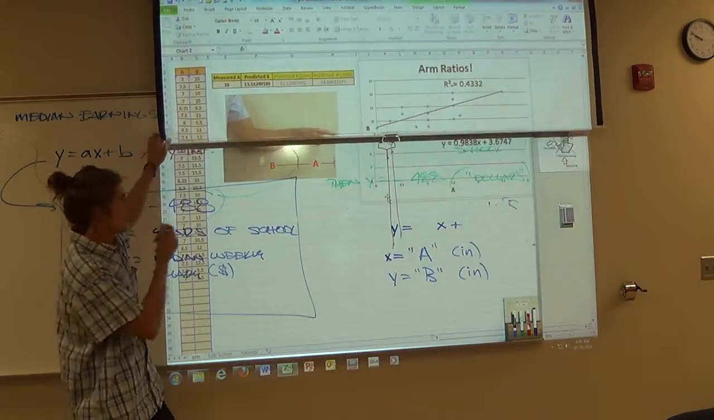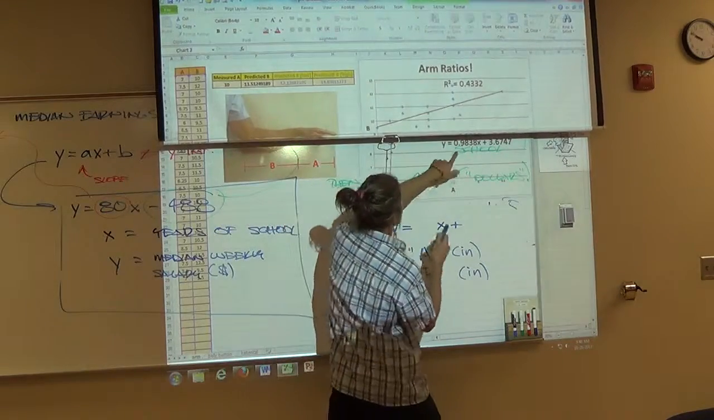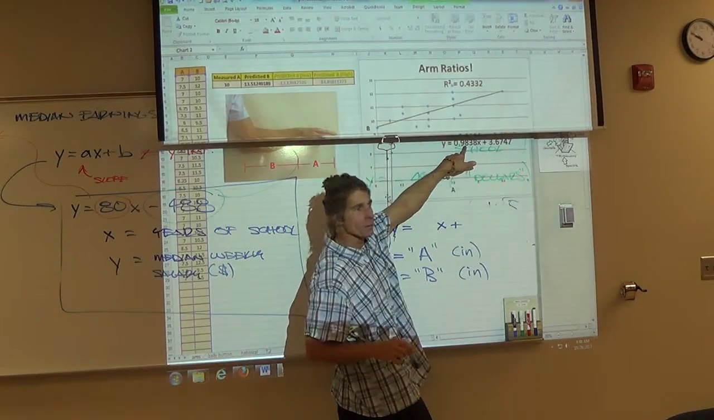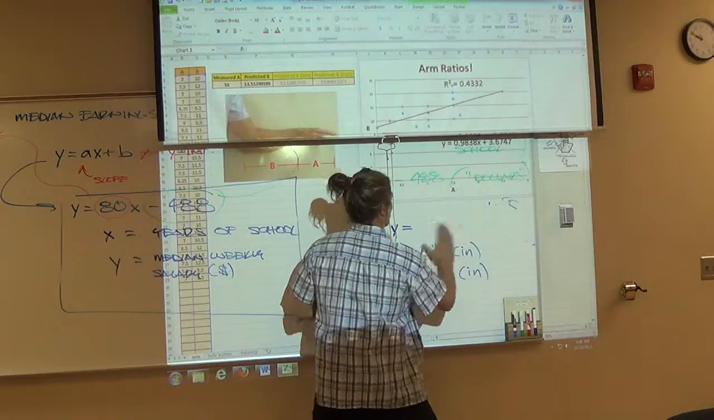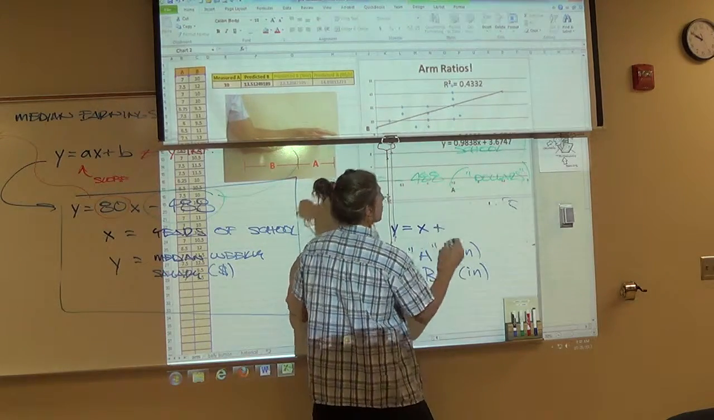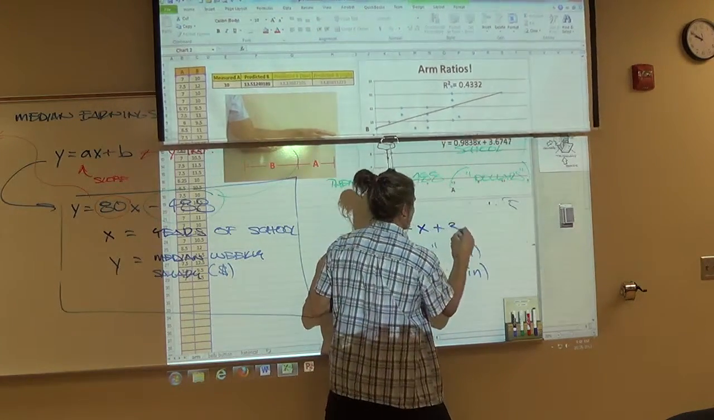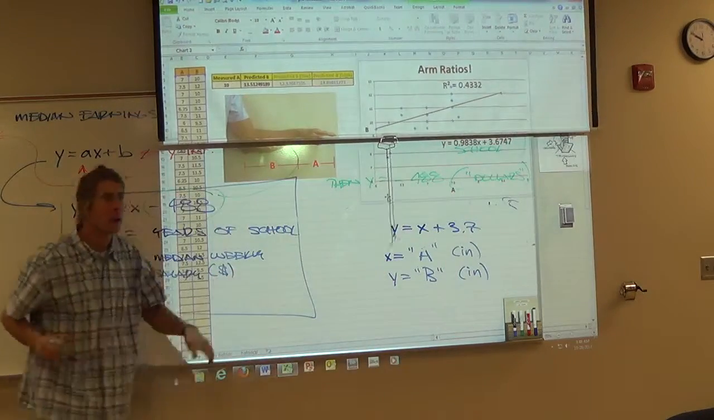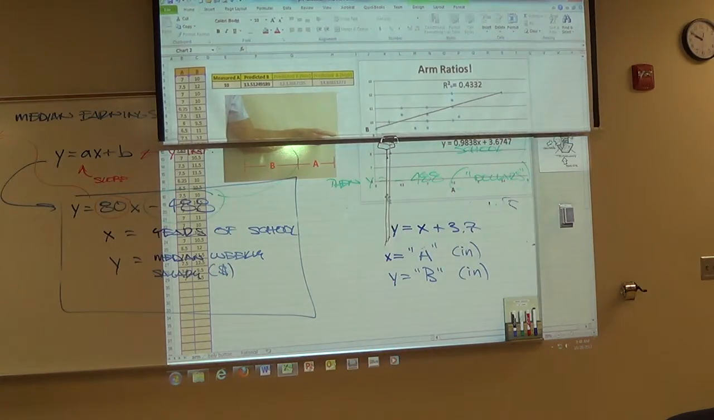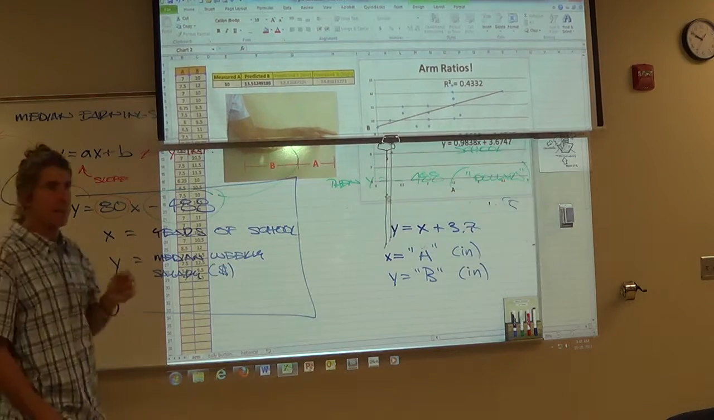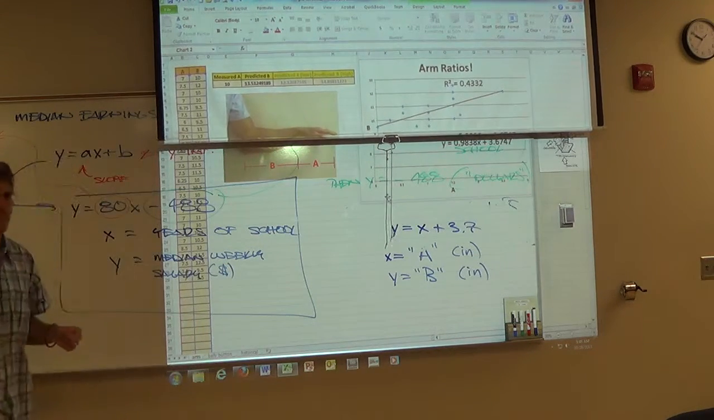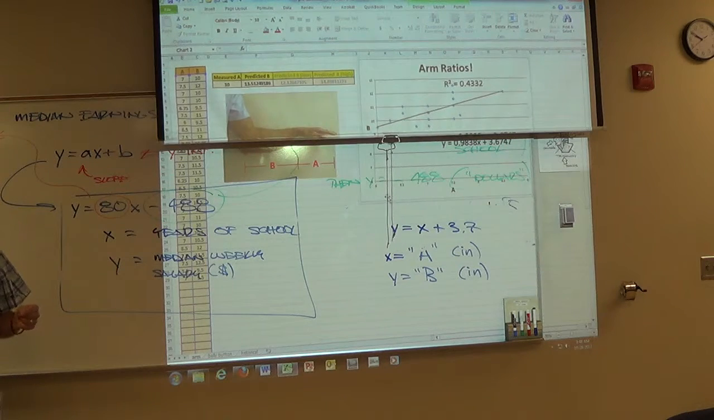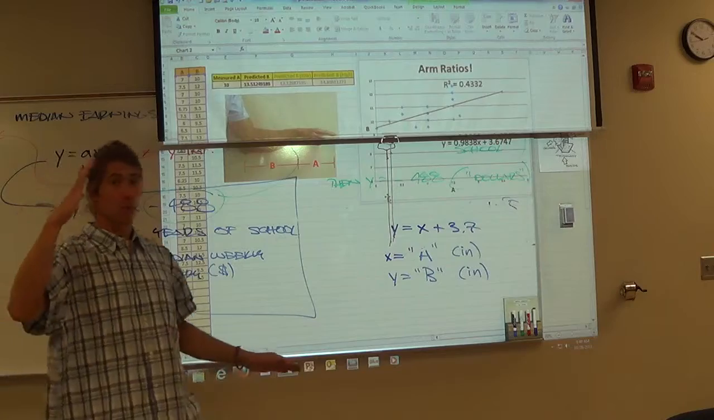Now, here's the deal. Our model now is about, well, I'm going to call that 1 to go with you guys. 0.98, I'm going to round it off to 1. So y equals x plus 3.7. I'm calling the slope 1. So what does that mean if the slope is 1? Up and over 1. Perfect. 45-degree angle. It's up and over 1.